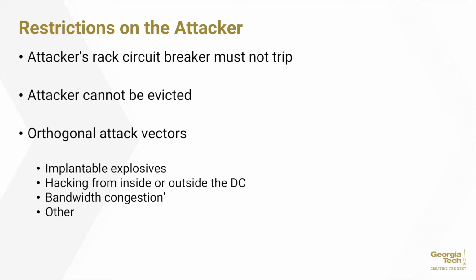Let's start off by talking about what the attacker cannot do. The attacker cannot trip their own circuit breaker on their rack. If they trip their rack circuit breaker, then their attack fails because they can no longer draw power via their system. We're also going to say that the attacker cannot be evicted from the data center because they're trying to continue to perform this attack and cause outages and cause damage monetarily or physically to the server.